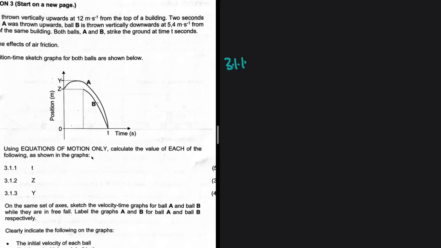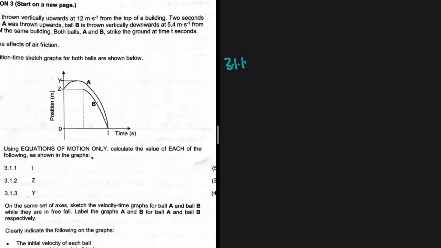Ball A is thrown vertically upwards at 12 meters per second from the top of the building. 2 seconds after ball A was thrown upwards, ball B is thrown vertically downwards at 5.4 meters per second from the top of the same building. Both balls A and B strike the ground at the same time, t seconds. Ignore the effects of friction like we always do, and we're given the position-time graph for the two balls. The first question, 3.1.1, says using equations of motion only, calculate the value of each of the following as shown in the diagrams.